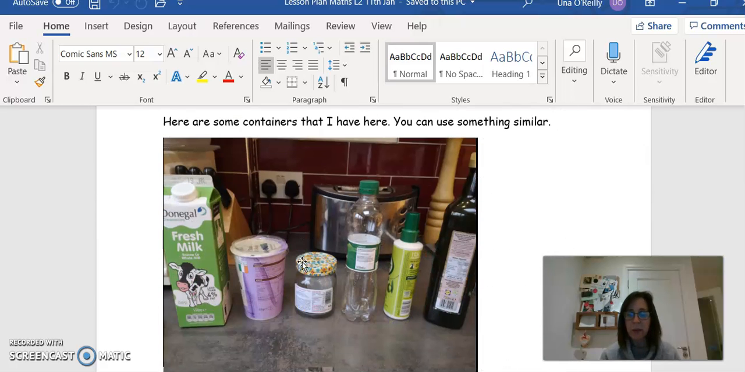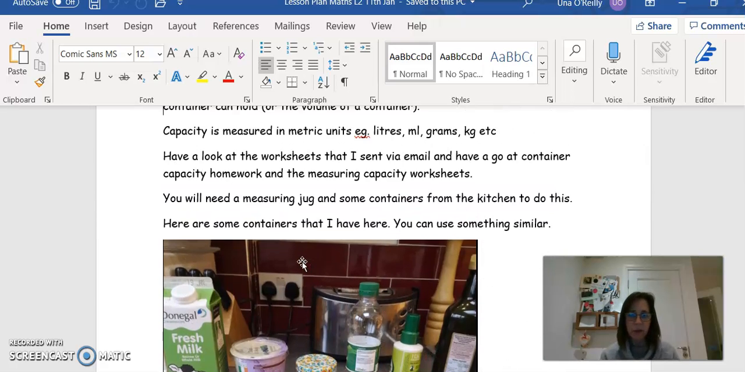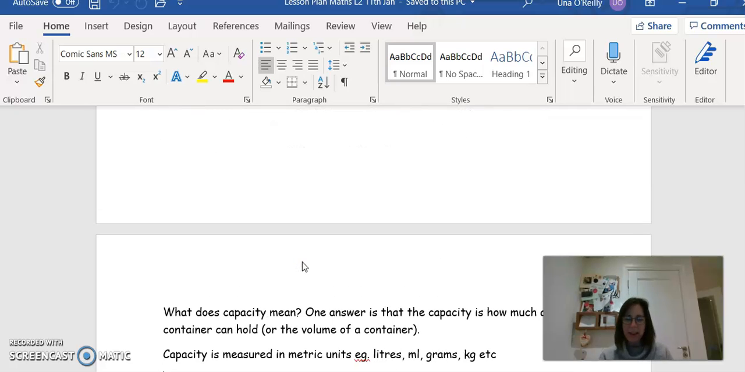So one answer is that, sorry, screen again. What does capacity mean? One answer is that capacity is how much a container can hold. Okay, so this is a Rubik's Cube. It can't actually hold anything because it's not hollow. Whereas this box here, we can open that, okay, and we can put something inside. Okay, so that has capacity.